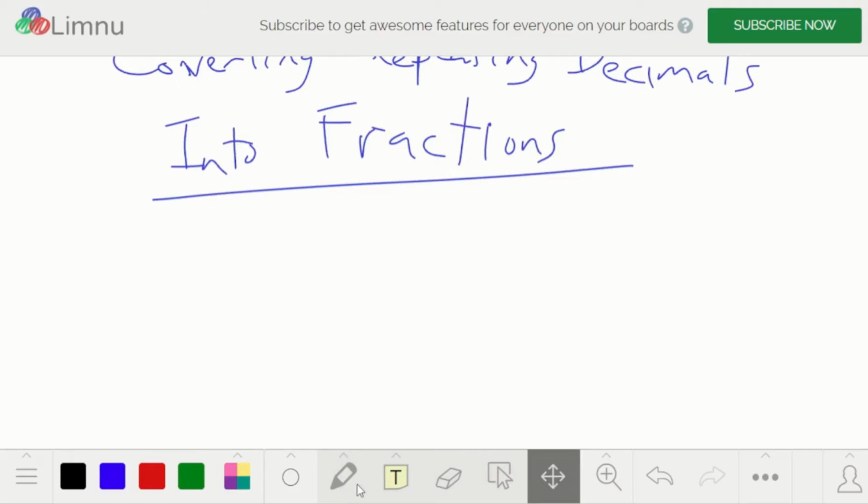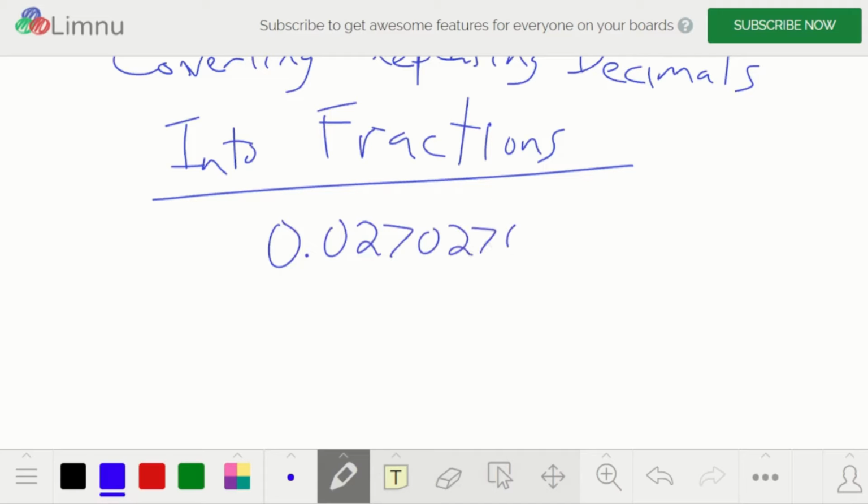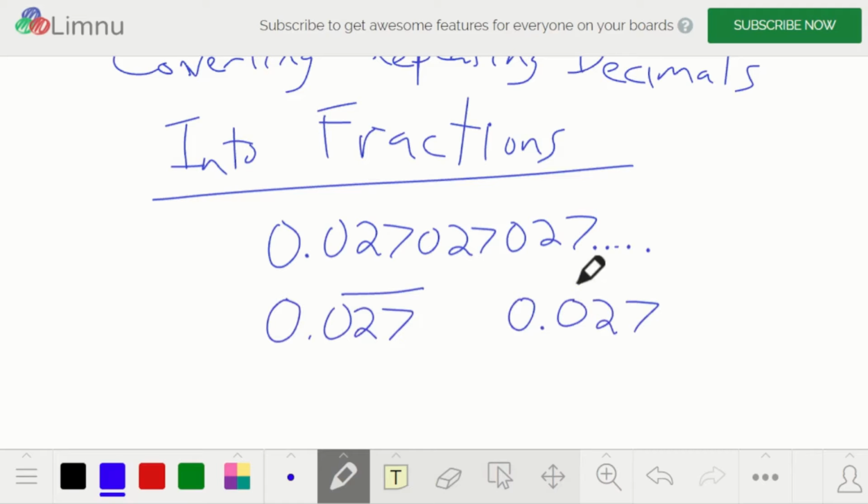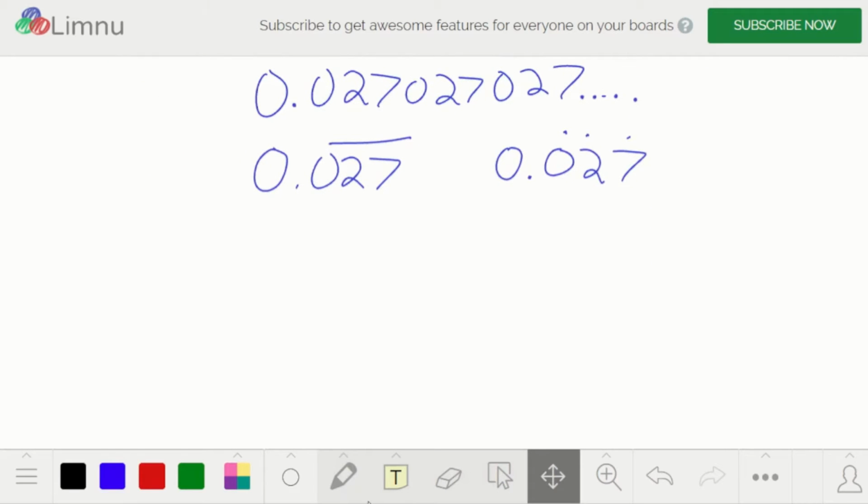So in this example, there are different conventions for some repeating decimals. Let's call this 0.027, 027, 027. In some parts of the world, that's 027 with a bar over it. In other parts of the world, we put a dot over each digit that repeats. But the key to converting these repeating decimals into fractions is to recognize that we have essentially a geometric series.